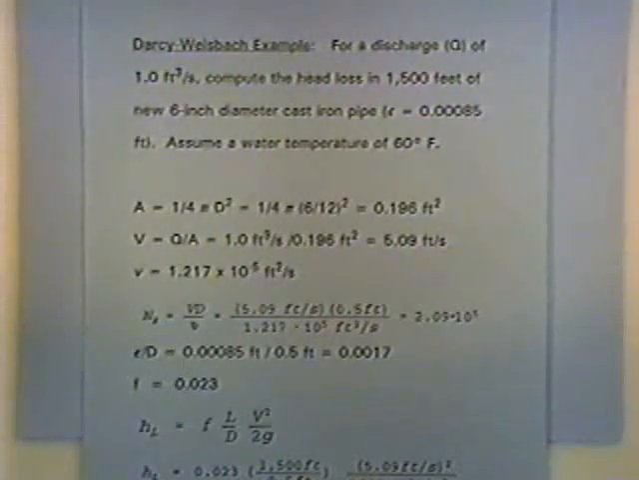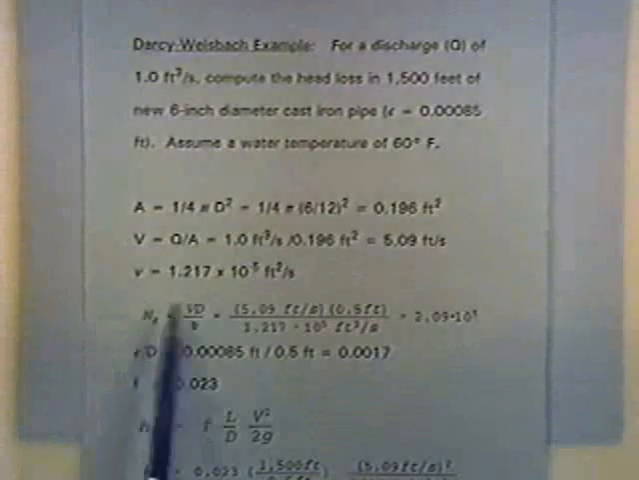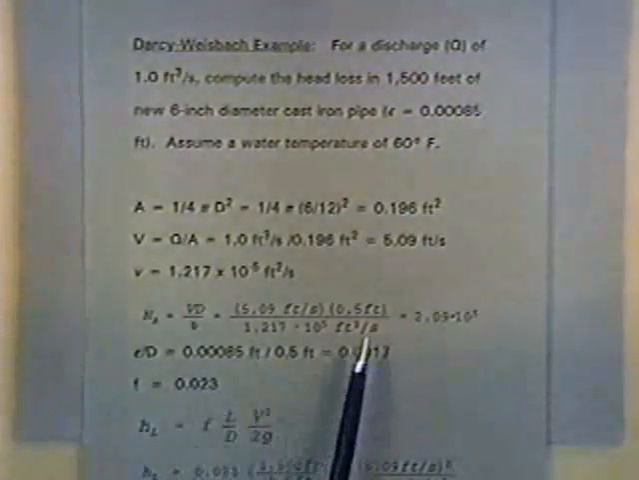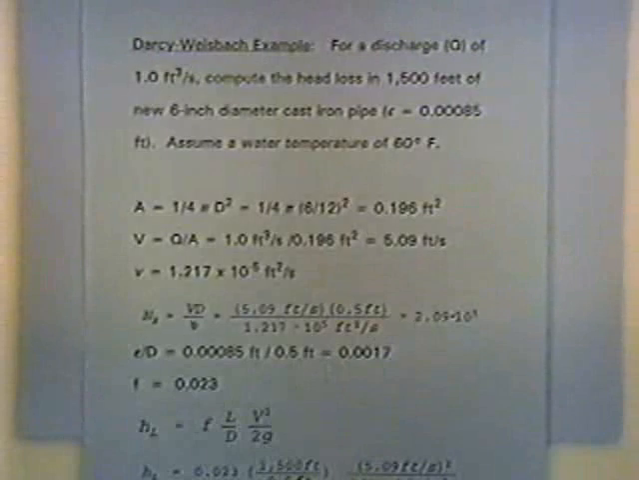We need that velocity to compute the Reynolds number. We also need the viscosity, the 1.217 times 10 to the -5 square feet per second, read from the table as a function of temperature. We plug those into the Reynolds number, the velocity, the diameter of the pipe, the kinematic viscosity, to get a Reynolds number of 2.09 times 10 to the 5th, which is one of the two numbers we need for the Moody diagram to estimate the friction factor, the other number being the relative roughness.